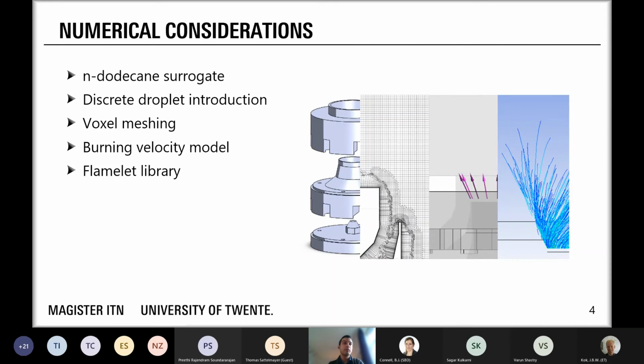And as you're switching between the more resolute part of your domain, you're switching this handoff with tet elements in between. So that whenever you have the necessity of having a finer grid closer to features of your geometry, that's how we're handling it at the moment. And for the combustion model, we're looking at the burning velocity model.